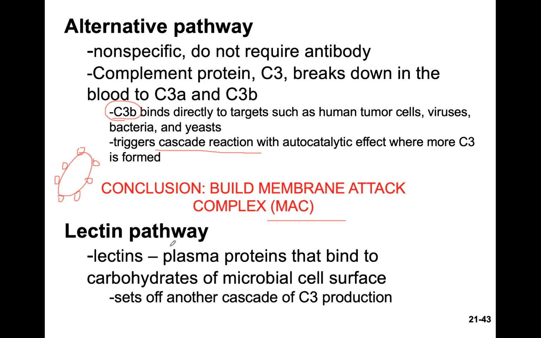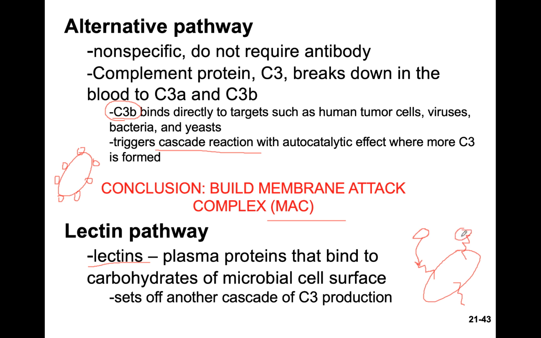The last pathway is called the lectin pathway, and the lectin pathway uses lectin proteins. So lectin proteins are proteins that just swim around in your blood plasma. When you have a bacteria, oftentimes bacteria will have these carbohydrates sticking out of the membrane of it. So sugars. The lectins in the blood can come and bind directly to these particular carbohydrates.